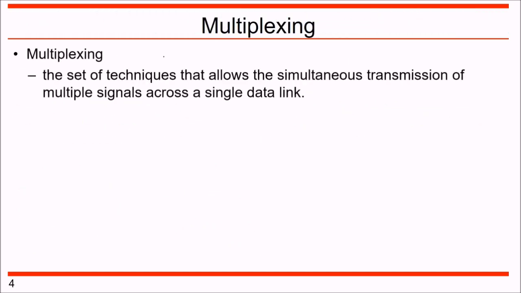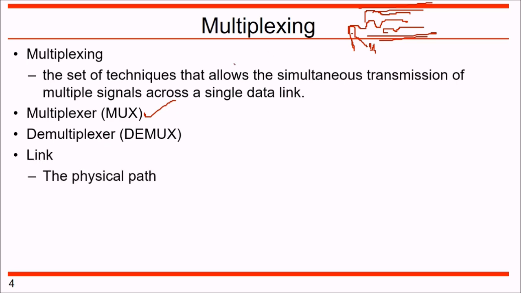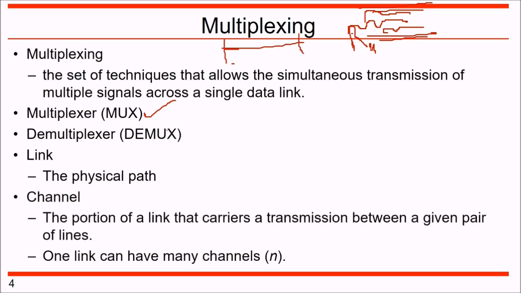Again, we will revisit multiplexing. These are a set of techniques that allow the simultaneous transmission of multiple signals, not one, across a single data link. For that, we will use a multiplexer at one side. The other side, that is the RX side, will employ a demultiplexer. Then the path from TX to RX is a physical path. And the most important is the channel, the portion of a link that carries a transmission between a given pair of lines. So one line can have many channels. We'll see about it.